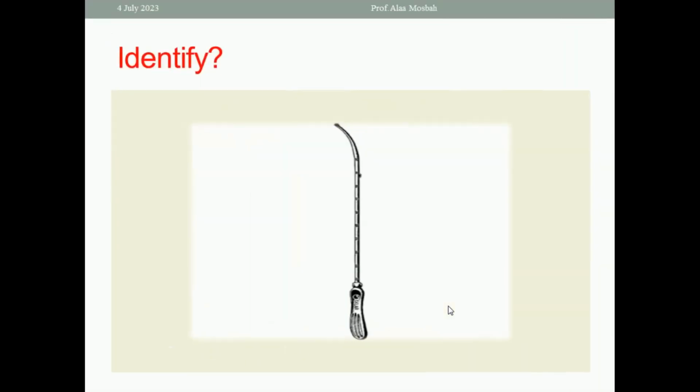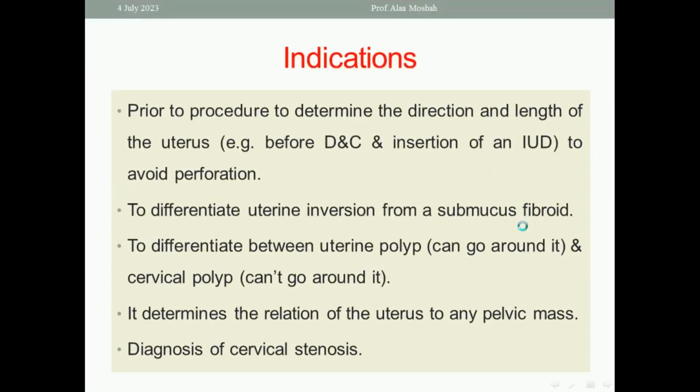Look to the next. Identify the instrument in this picture. This is the Sims uterine sound, graded in centimeters. Okay? What is the indication for using the uterine sound? Prior to a procedure, to determine the direction of the uterus and the length of the uterus. You may use uterine sounding before D&C, before insertion of an IUD, for example, to avoid perforation.